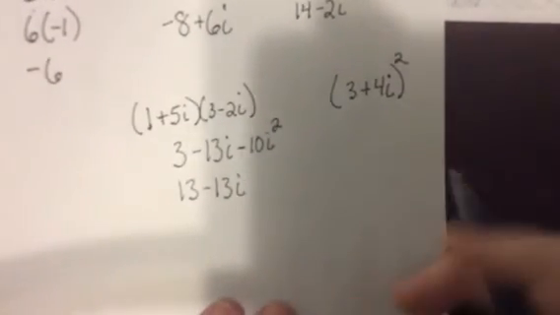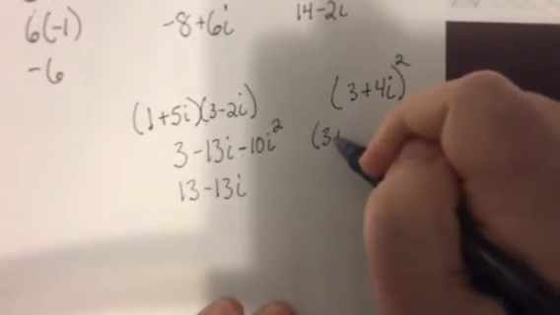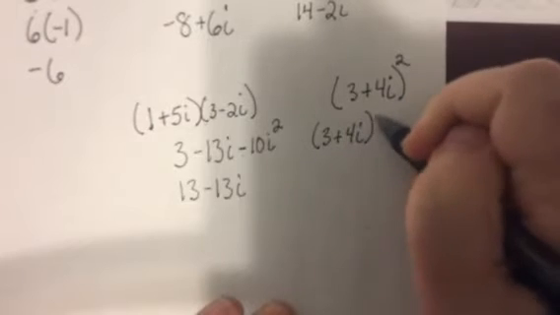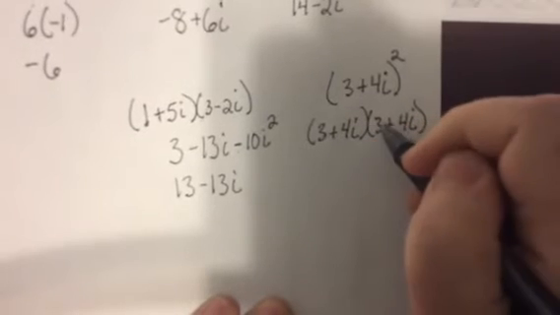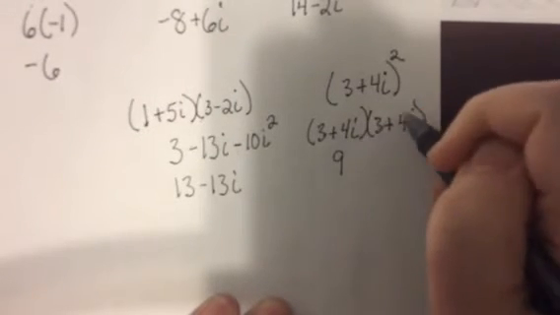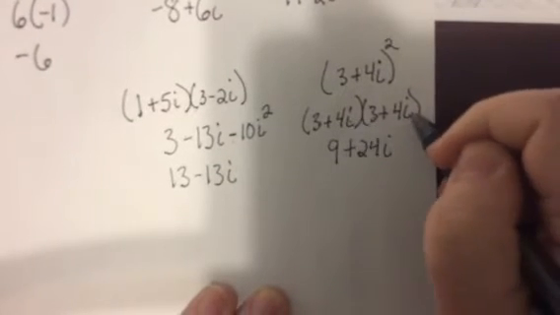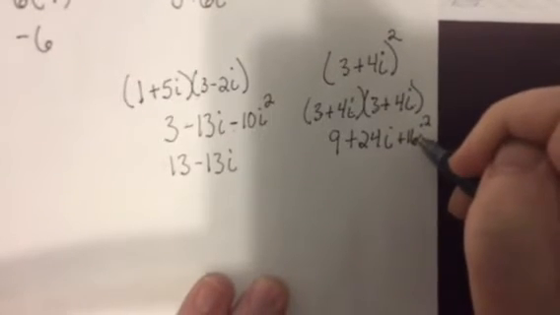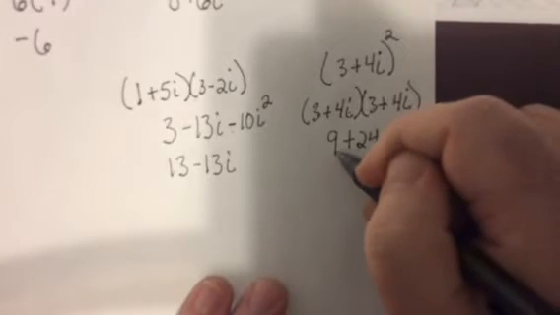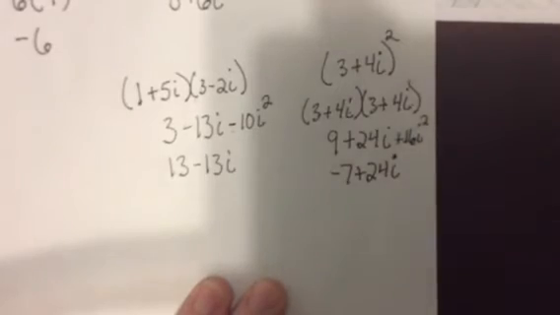Now over here, I got a square on a sum or difference, so you got to write it twice and FOIL it. So it'd be 3 times 3 is 9. 12I is 24I. And then 4I times 4I is 16I squared. But wait a minute, I squared is negative 1, so this would be minus 16. 9 minus 16 is negative 7. See, this is so easy. This is free points.